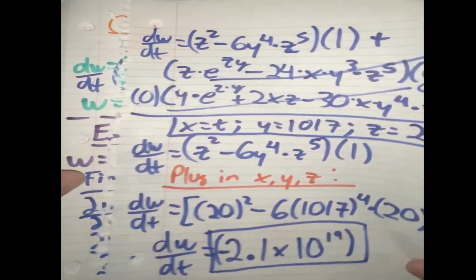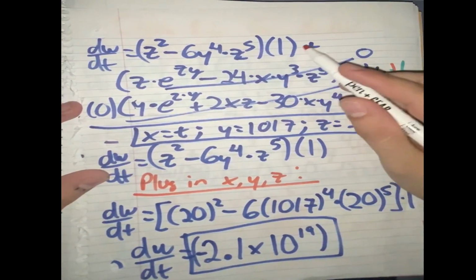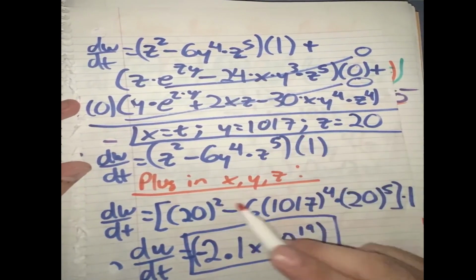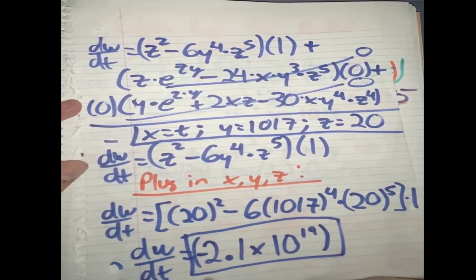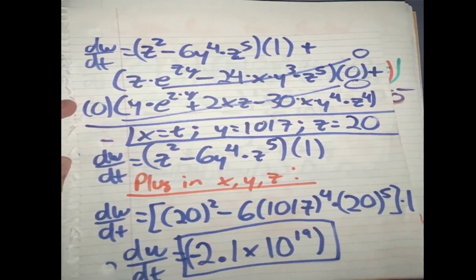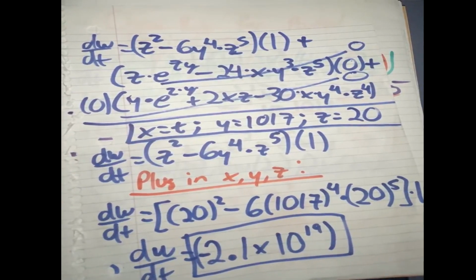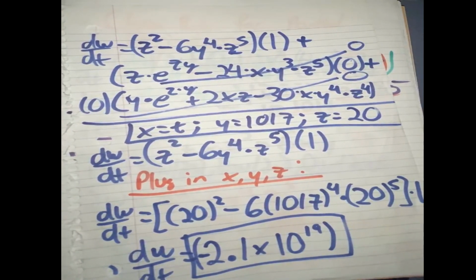And then we did that over here. So this zeroed out and this zeroed out, and this one just goes to 1. So we simplified all this. There were no t terms in this. It was actually a scalar value, and we got negative 2.1 times 10 to the 19th. And that's how you use the chain rule for partial derivatives when you have a multivariable function.